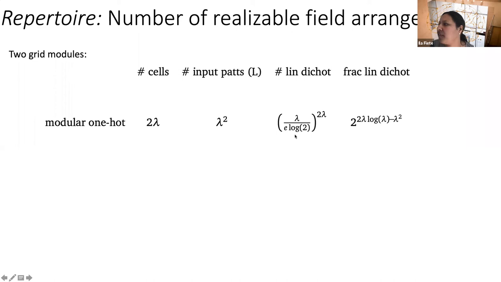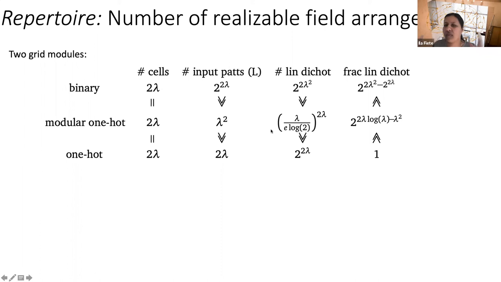Now, it turns out though, that although we can construct a very large number of field arrangements that are realizable, that realizable number is actually a tiny fraction of the total number of field arrangements. Okay, so that's one of the issues, because of course these products of simplices are not in general position, so a very small fraction are realizable.